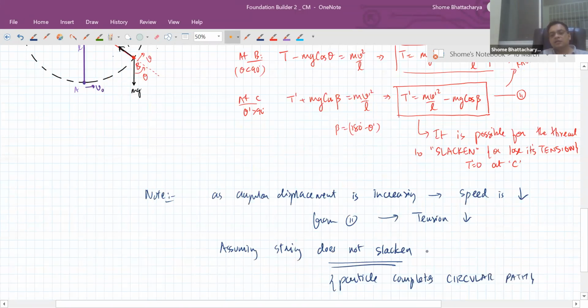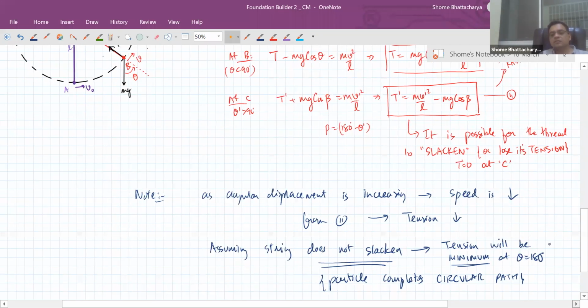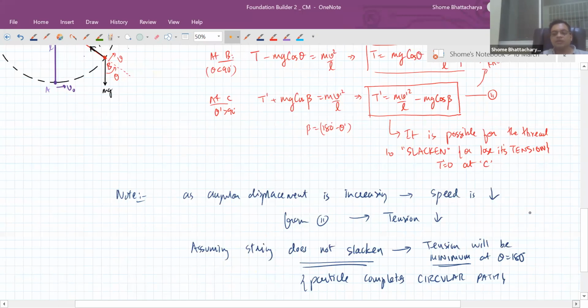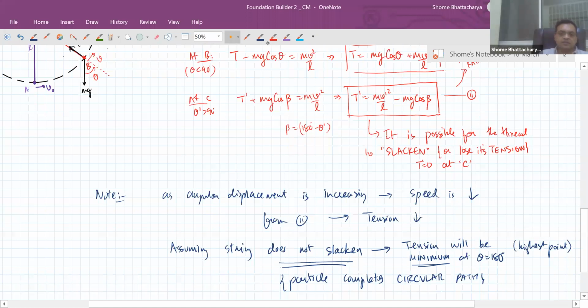then tension will be minimum at which point? At the highest point. It will be minimum at theta equal to 180 degrees. That is the highest point. So to understand the critical condition that the particle completes vertical circular motion and the thread does not slacken, we have to take care of the fact that the particle reaches the highest point with some tension. The tension should not become zero before reaching the highest point. So that will become the critical condition.